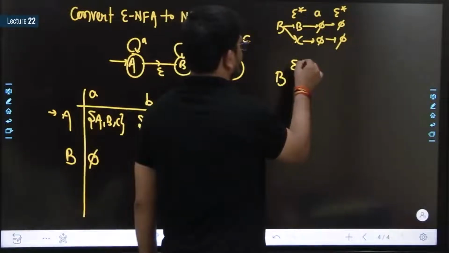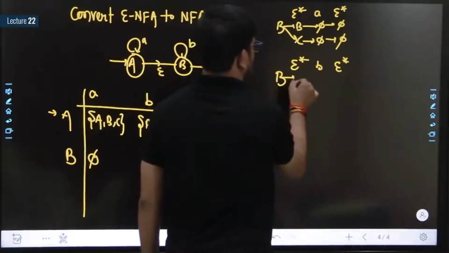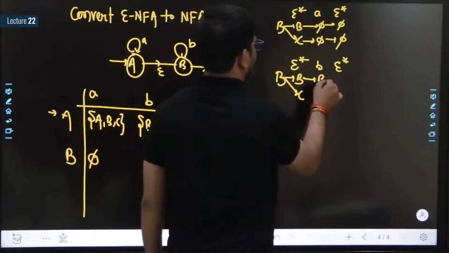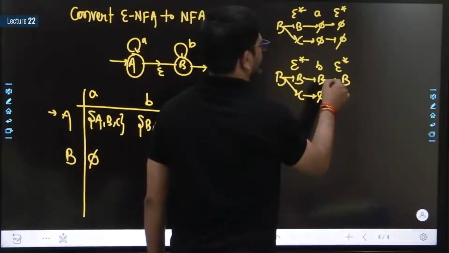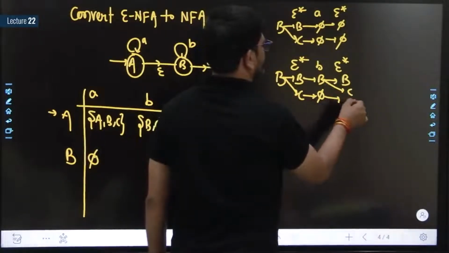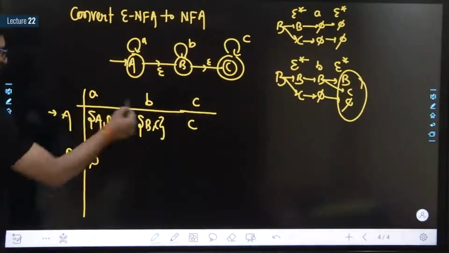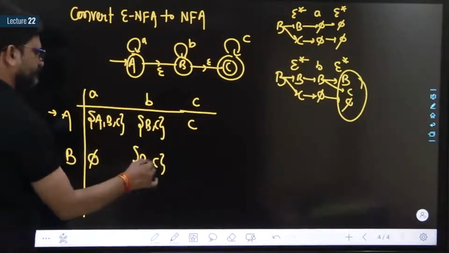B on B. Epsilon closure of B is BC. B on B, B. C on B, phi. Epsilon closure of B, BC. Epsilon closure of phi. So B on B is B, comma C. Clear?